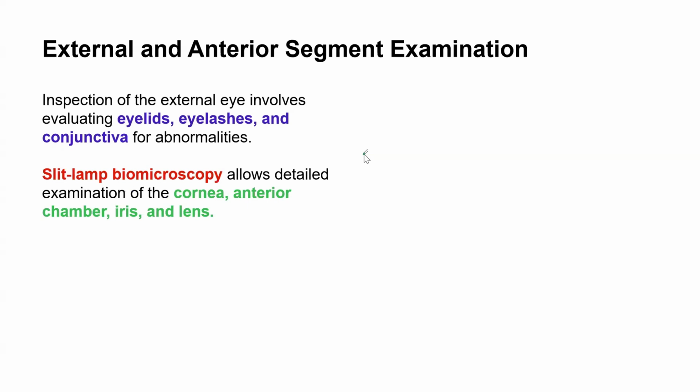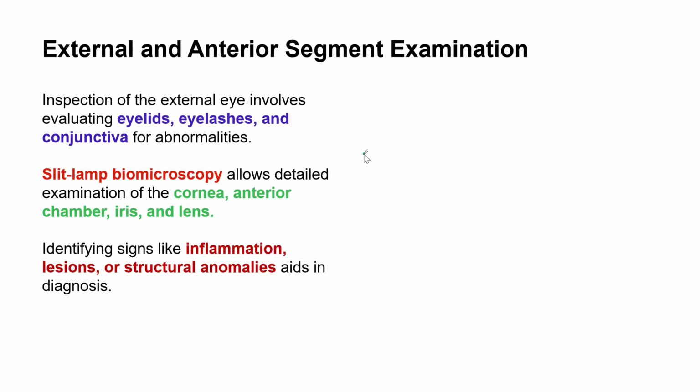So then you can also use slit-lamp biomicroscopy, which allows the detailed examination of the cornea, anterior chamber, iris, and lenses. That is another very important thing that you can do. So you can use slit-lamp biomicroscopy to give you a detailed examination of the cornea, the anterior chamber, iris, and lens of the individual.